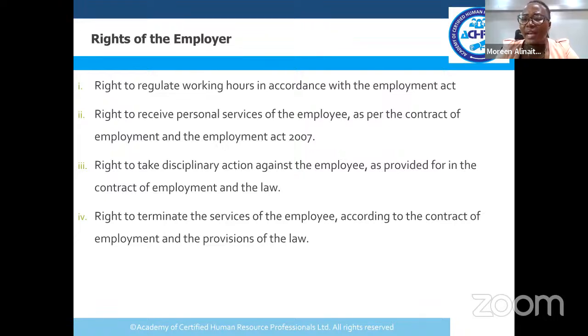Now, what are the rights of an employer? The employer has the right to regulate working hours in accordance with the Employment Act. You cannot just be walking into your workplace anytime you want and leaving anytime you want. No, that is why people will call you. Your boss will call you and ask you, where are you? You're supposed to be.